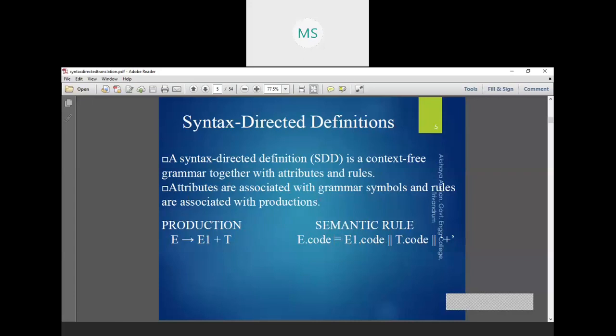But we told about attributes. The attributes are of two types. One is synthesized attribute. The second one is inherited attribute. Okay, then what are synthesized attributes and what are inherited attributes? Let me tell about that.